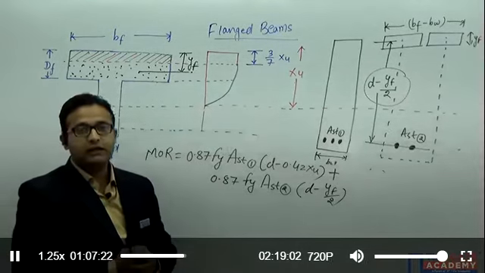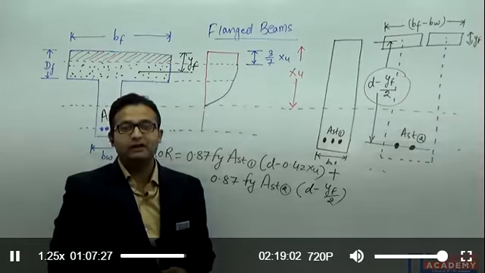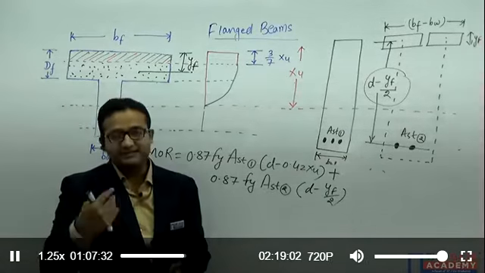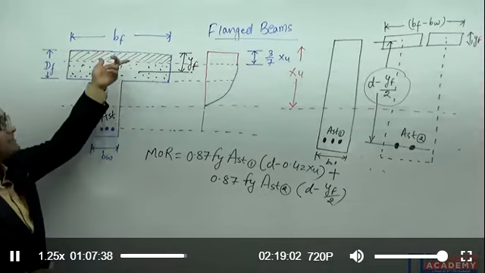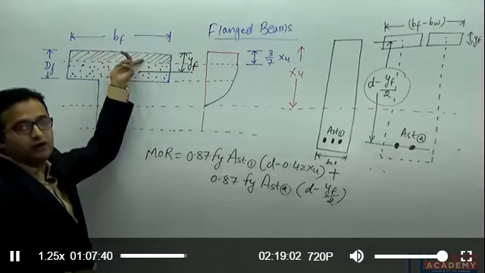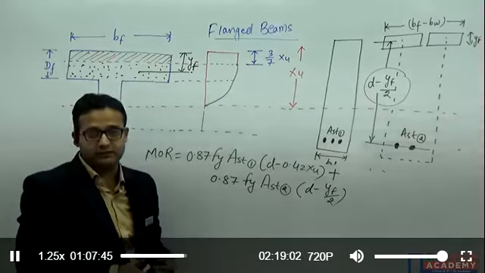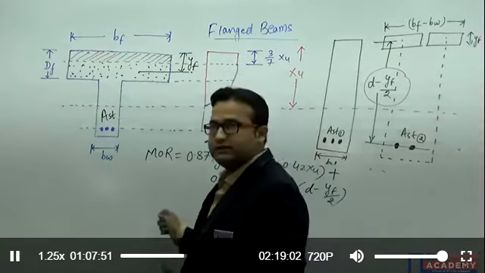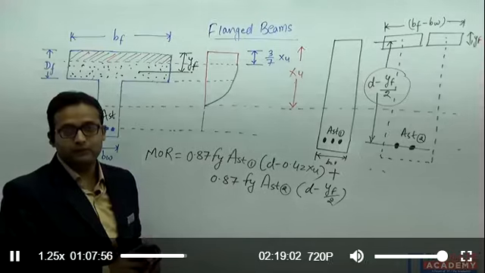If, suppose, in the question they have given the actual width of the flange, then it is our duty, it's mandatory, to calculate the effective flange width of the beam, and then start the calculation. So it is very important to understand: always use the effective flange width. We are not going to use the actual width of the flange. We are going to use the effective flange width here. So this is the way we have designed or analyzed flange beams, right?